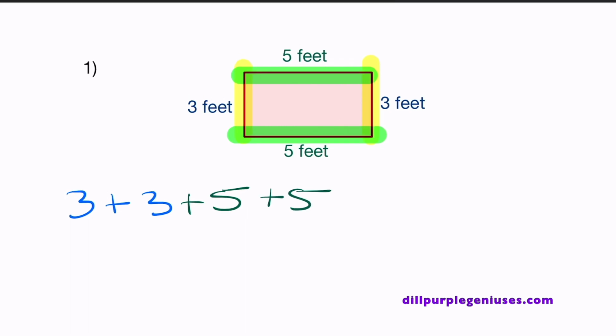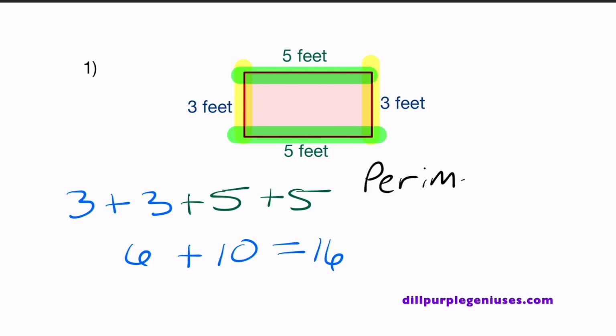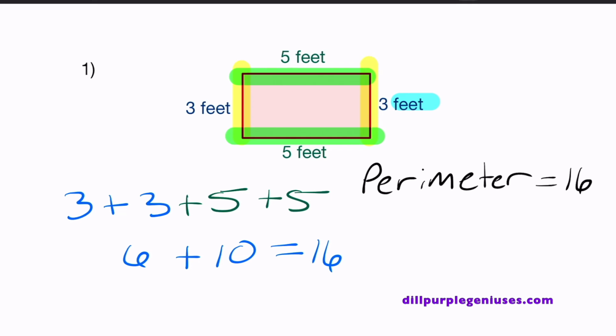And if we add this together, 3 plus 3 equals 6. And then 5 plus 5 equals 10. If you add them together, 10 plus 6 equals 16. So the perimeter, let me write it out on the side. The perimeter is 16. But before we can close this answer off, we have to make sure we have the measure of distance. And the measure of distance here in this problem is in feet. So the final answer is 16 feet.